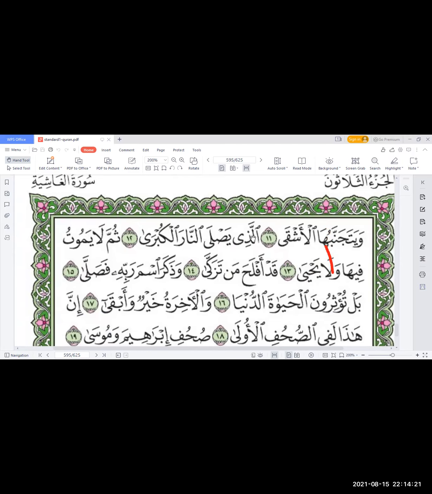So, who is the ashqa? Is the one that will burn in the biggest fire, an-nar al-kubra, right? In the biggest fire. Okay. So this yasla is not just they will burn. It's an act that actually that person will be thrown into the fire and burnt. Meaning that's why nar becomes the maful. That's why it's nasab. Okay.